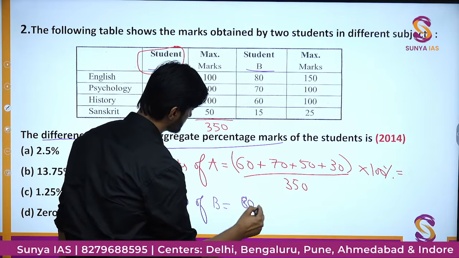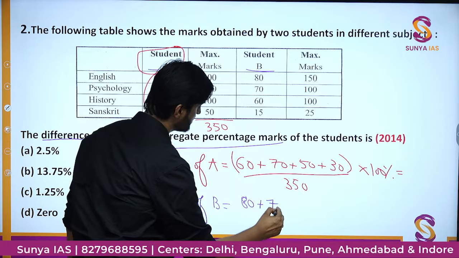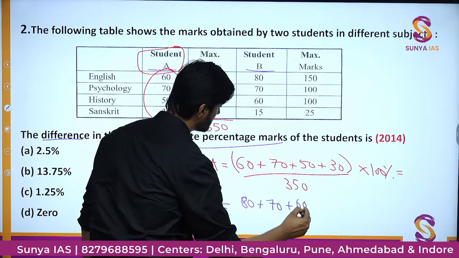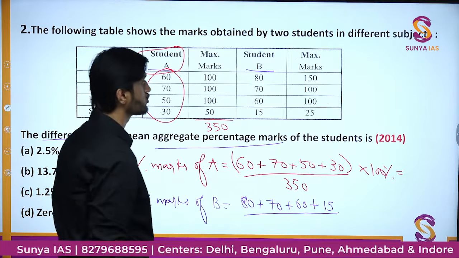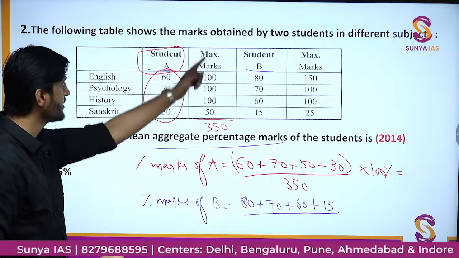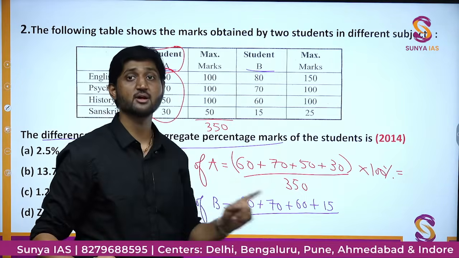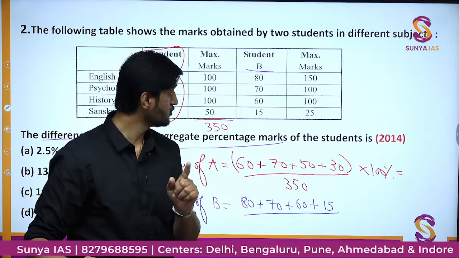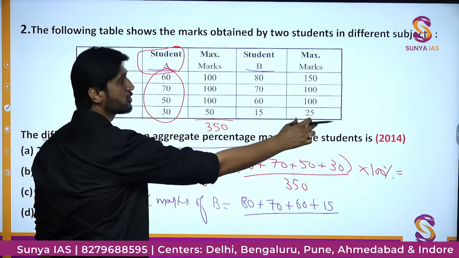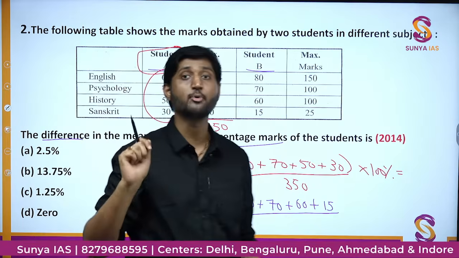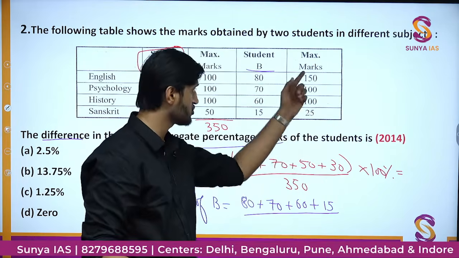80 plus 70 plus 60 plus 15 divided by total marks. Now pay attention here. Here the maximum marks are not the same. So if you make the mistake, if you do the folly of just writing 350 here also, you will be doomed. That's why it is important that you read all the parts of the question very carefully.